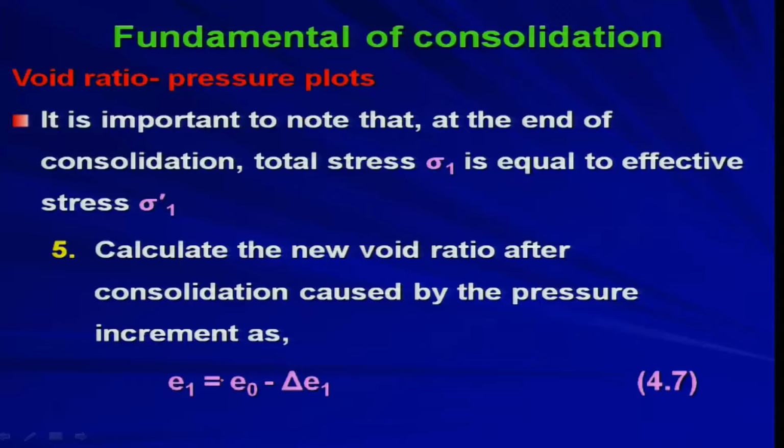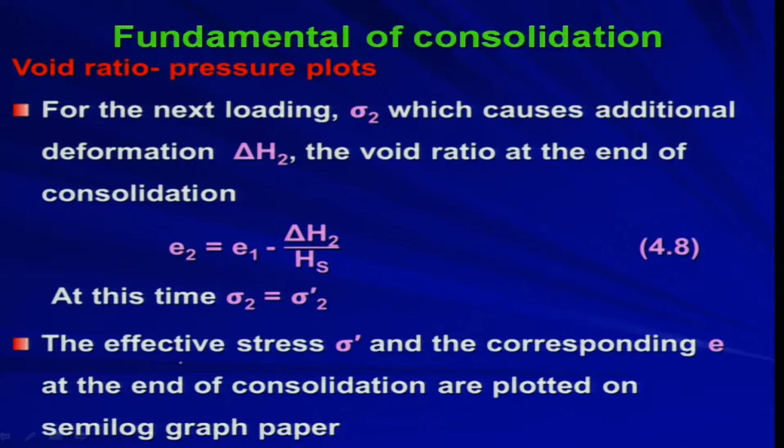Now, in the fifth step, calculate the new void ratio after consolidation caused by the pressure increment. So, e naught was your initial void ratio, and after your application of sigma 1 you have got some change in void ratio delta e1. So, e naught minus delta e1 is nothing but the new void ratio after application of the externally applied load intensity sigma 1.